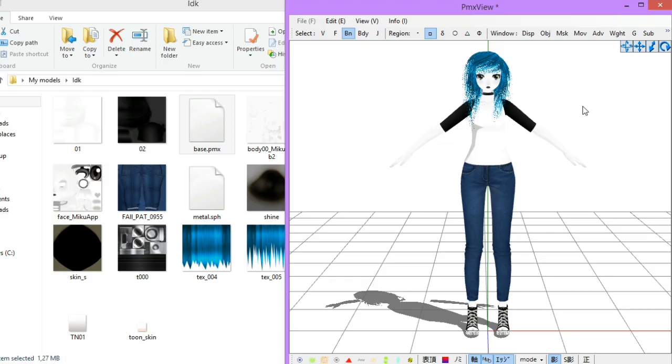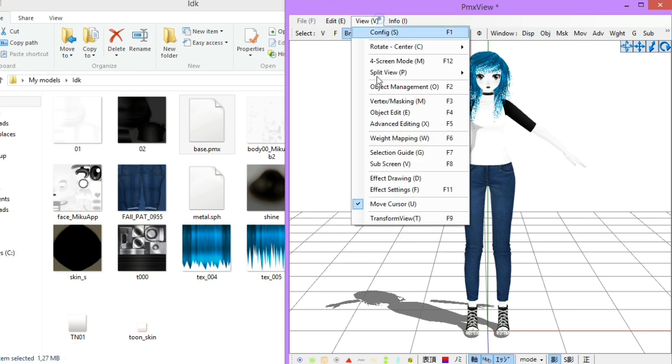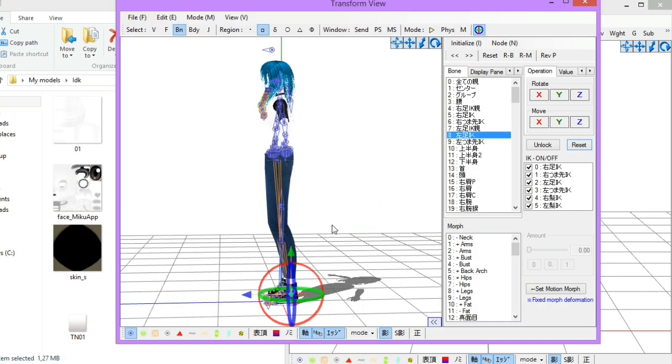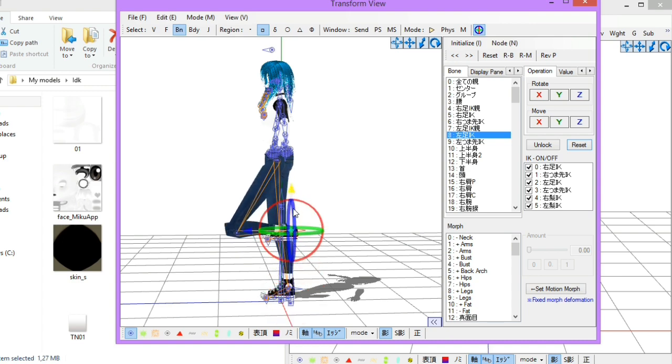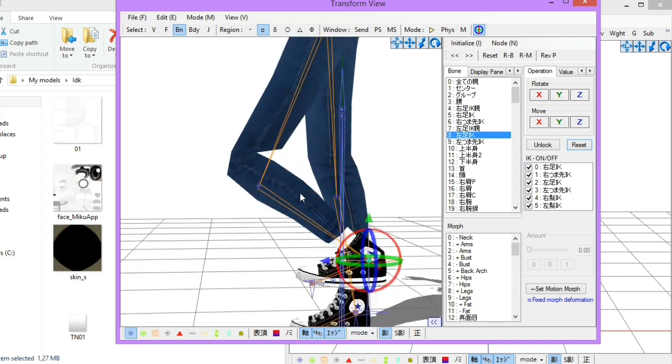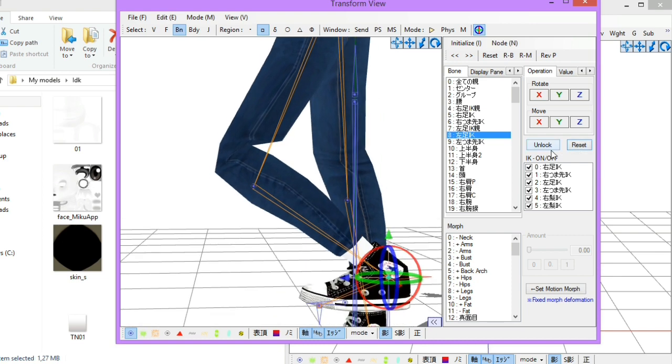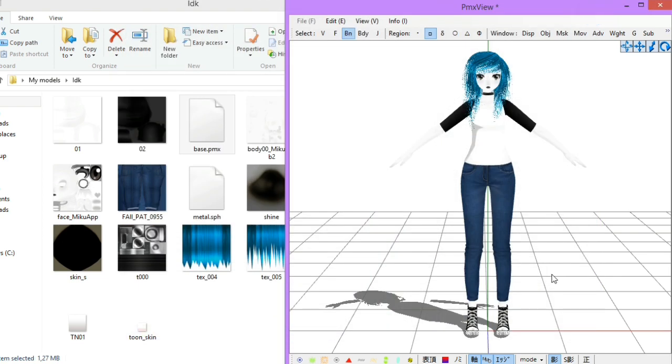So I had a few people come up to me and say that they had problems with their model, that their model's legs or whatever bend in a weird way. I'll show you what I mean. So they said that their model's legs look something like this, which is not normal, you know? And this problem is very, very, very easy to solve.